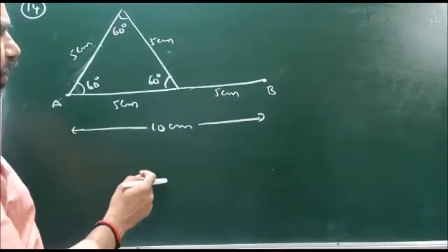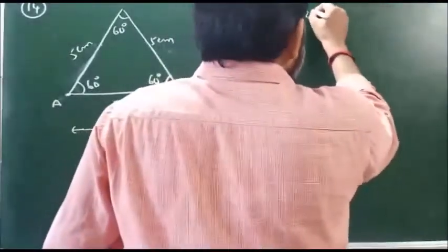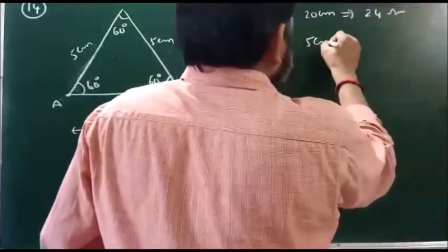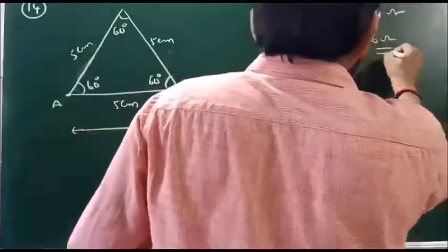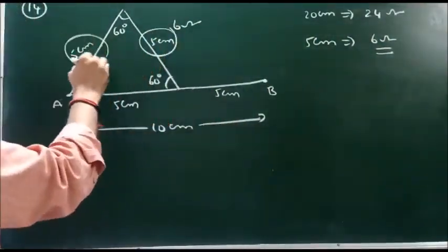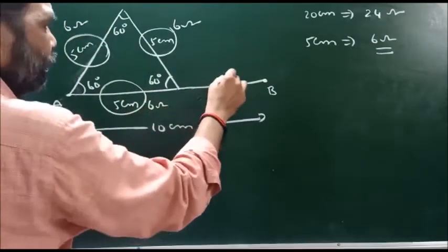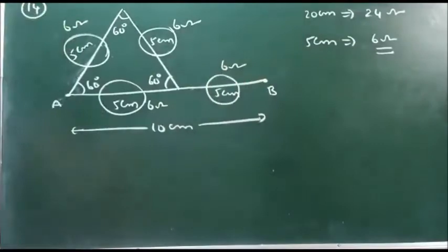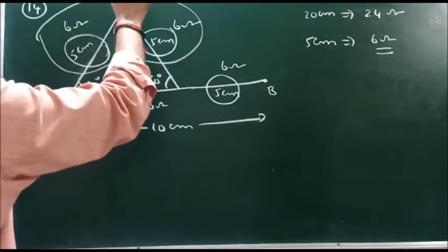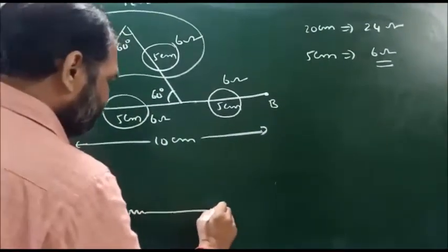Therefore, in this case, the total length of this wire is 5 plus 5 plus 5 plus 5, that is 20 centimeters. For 20 centimeters length of the wire, the resistance is 24 ohms. Therefore, for 5 centimeters, the resistance is 6 ohms. That means this part of wire has resistance 6 ohms, this part has 6 ohms, this part has 6 ohms, and this part has 6 ohms. If we observe, these two are present in series combination, that is effective resistance 12 ohms. And if we redraw this, we get it like this.